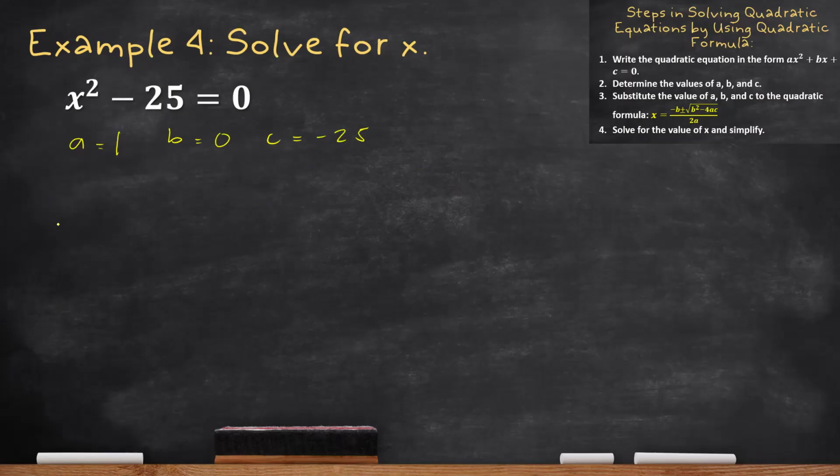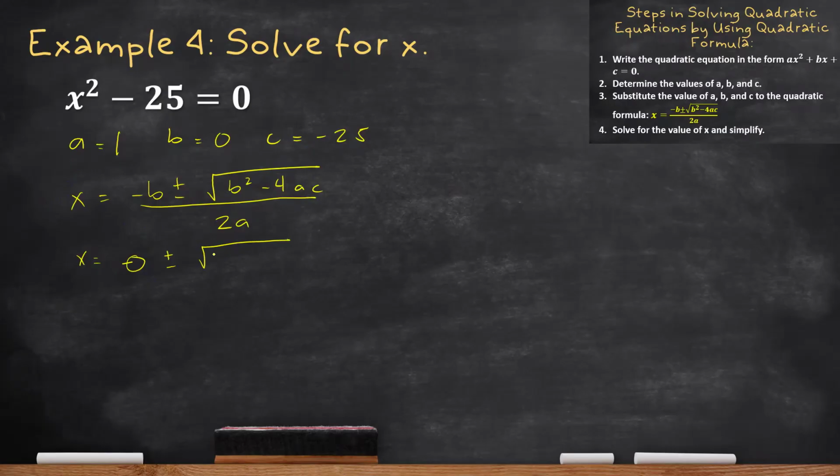Okay? So now, we will have here x equals negative b plus or minus square root of b squared minus 4ac all over 2a, right? So x is equal to negative what? 0. So wala na yan. 0 na din talaga yan. Plus minus square root of b again, 0 squared minus 4 times A, 1 times C, which is negative 25 all over 2 times 1.